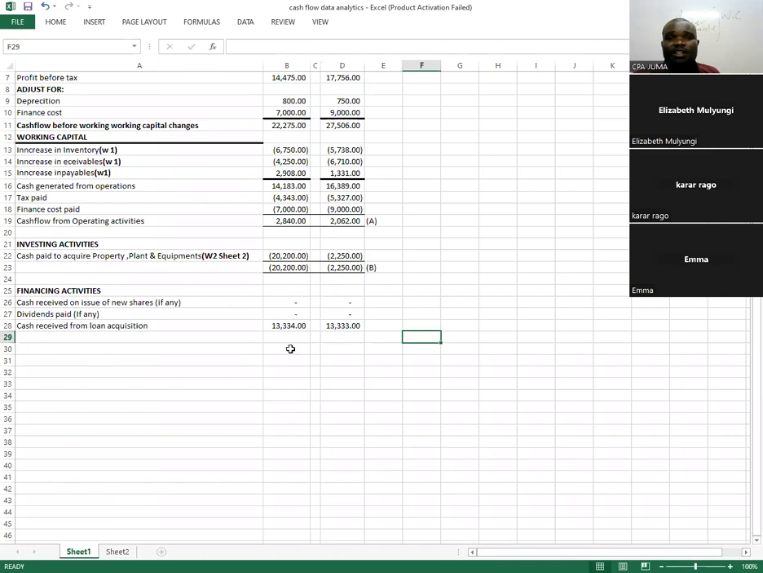Ladies and gentlemen, that is the end of cash flow. There is nothing else. I don't know whether it was Josephine or Pauline who was asking that question, but I think it was Josephine. Josephine, come on, capture finance costs up there, bring it here. It will still be marked.